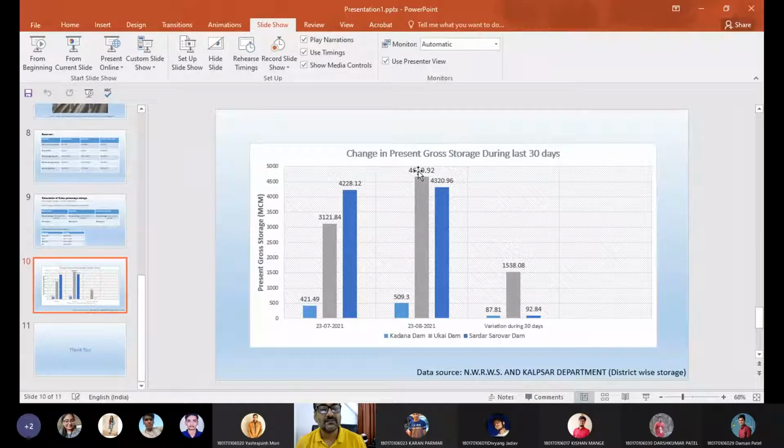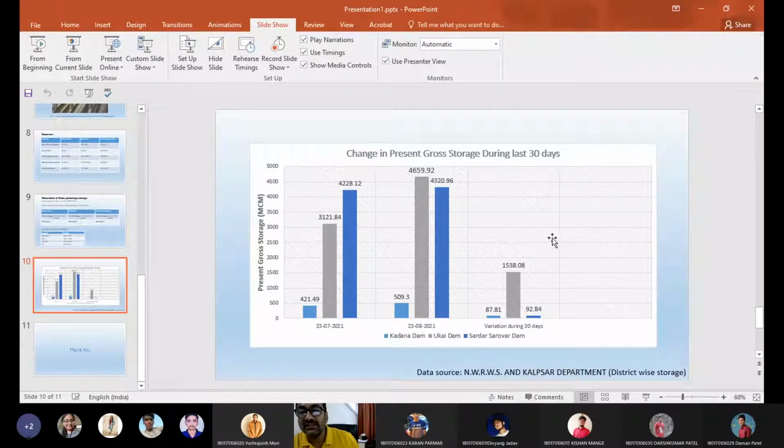This is the change in the present gross storage during the last 30 days. Sir, in this I took yesterday's, the 23rd's, present gross storage data, and the data of the 23rd of last month, and compared them, and calculated the variation in 30 days, which is 87.81 million cubic meter in Kadana Dam, 1538 million cubic meter in Ukai Dam, and 92.84 million cubic meter for Sardar Sarovar Dam.